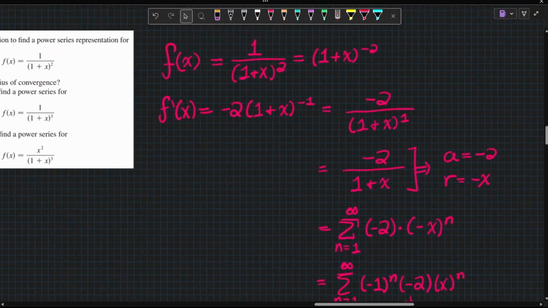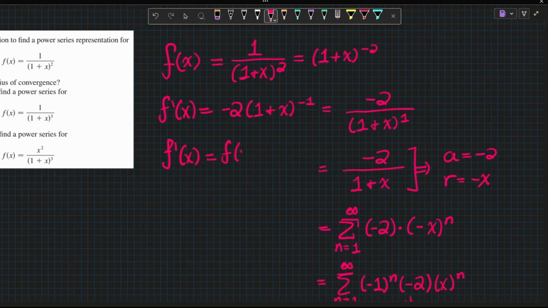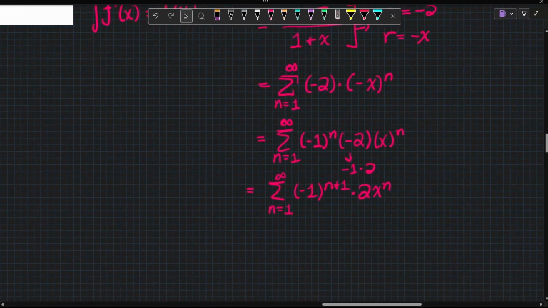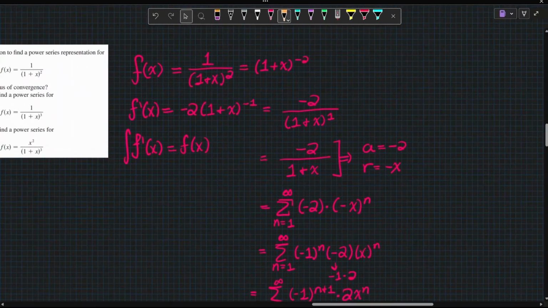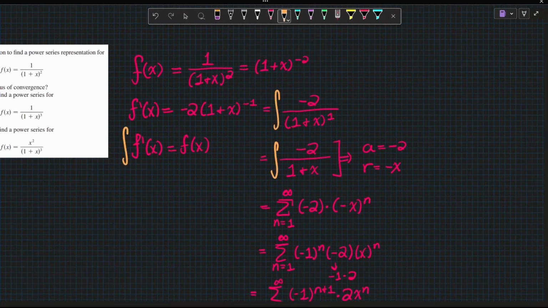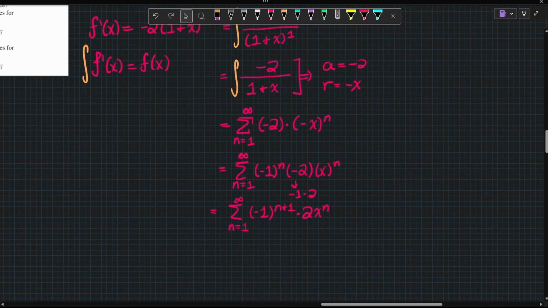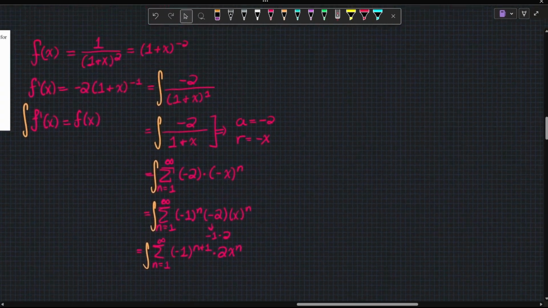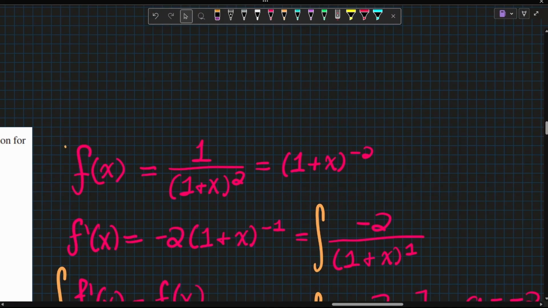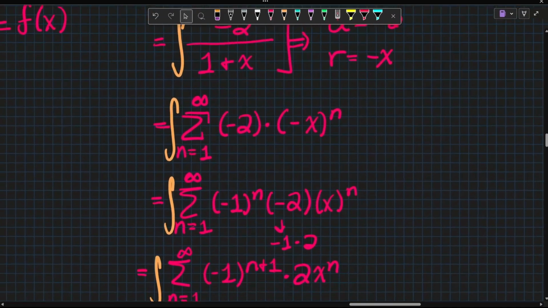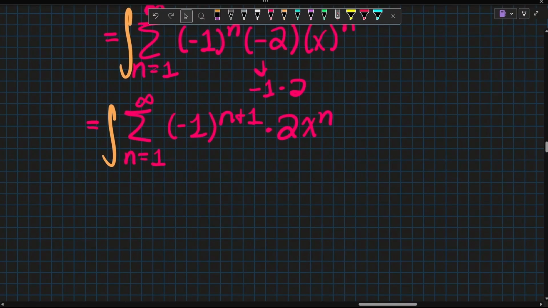Now, we know that the relationship between f prime of x and f of x is that the integral of f prime of x is f of x, right? So let's do that here. For us to maintain this equality, all we have to do to describe this original function, f of x, is integrate the series representation of the derivative of it. Right? So let's do that.